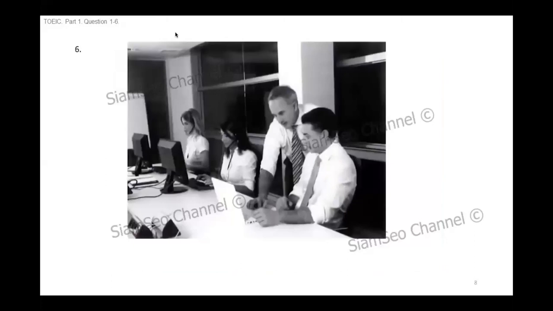Number 6. Look at the picture marked number 6 in your test book. A. The men are adjusting headsets. B. The women are wearing headsets. C. The men are using a mouse with a laptop. D. The women are talking to each other.